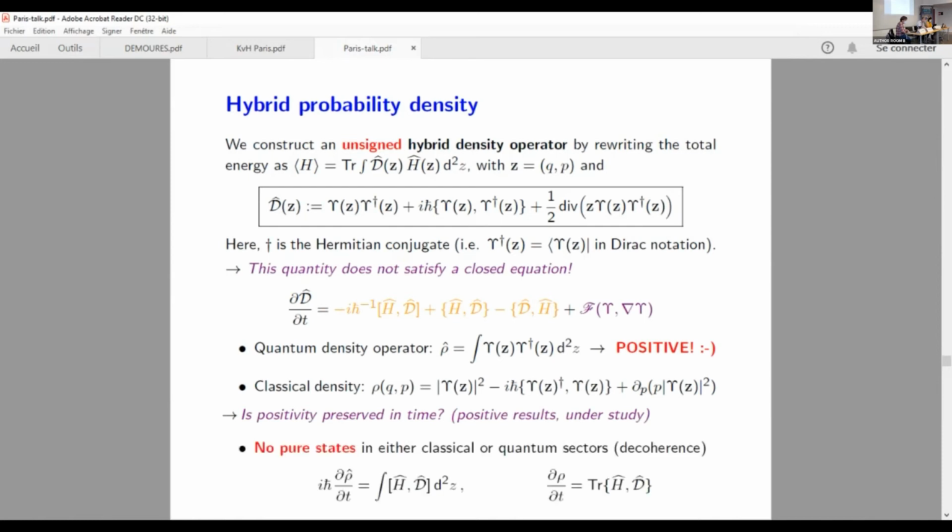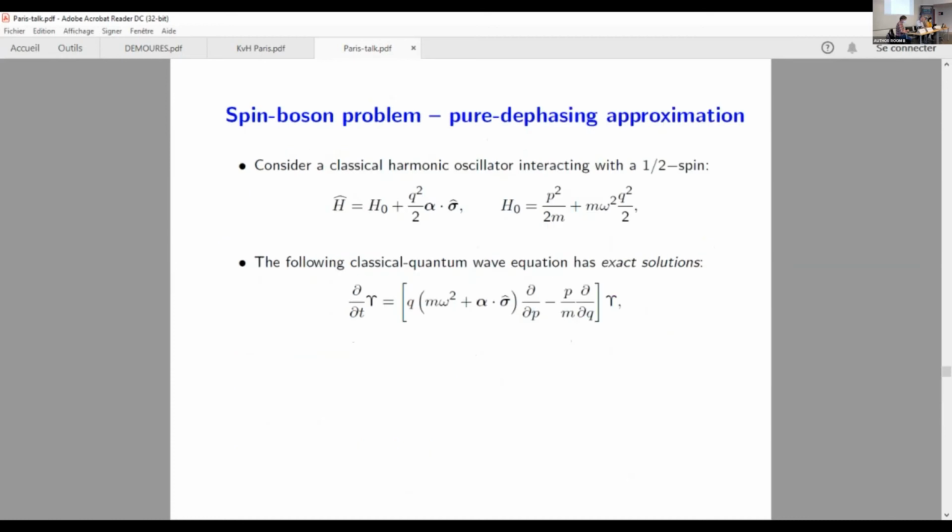The simplest consequence we get here is that if we look at the dynamics of these quantum and classical densities, we don't have pure states in either the quantum or classical sectors. So my proposal is that Bohr's uncontrollable disturbance is actually the lack of delta function solutions in the classical sector. So you lose pointwise information. Let me show you an example.